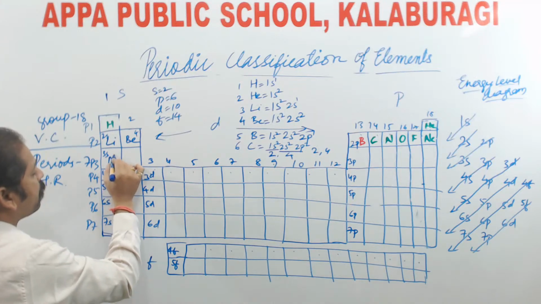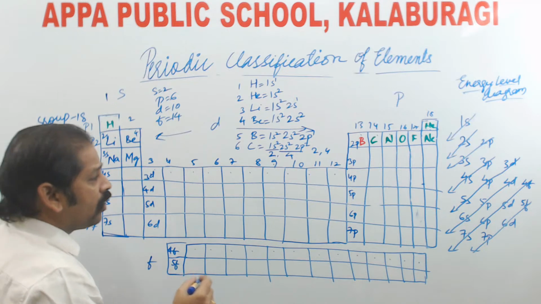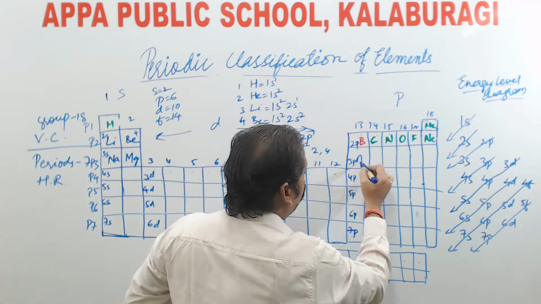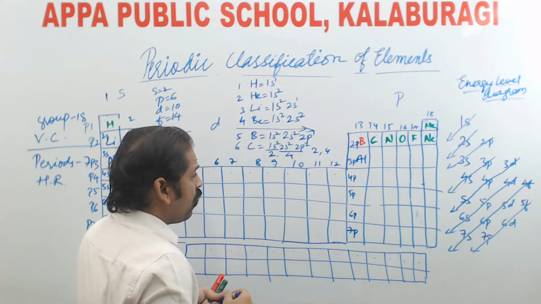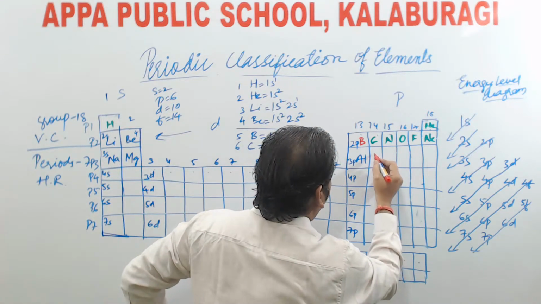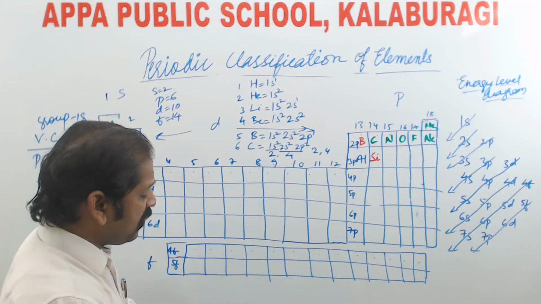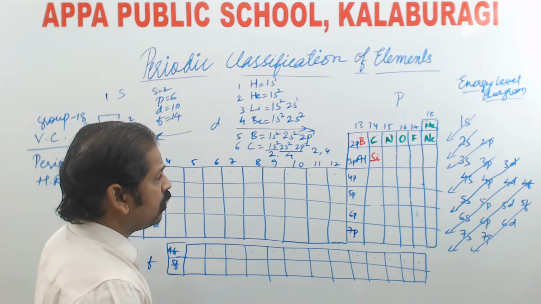Sodium, magnesium, aluminium. The 14th element is silicon, Si, and the 15th element we have here.